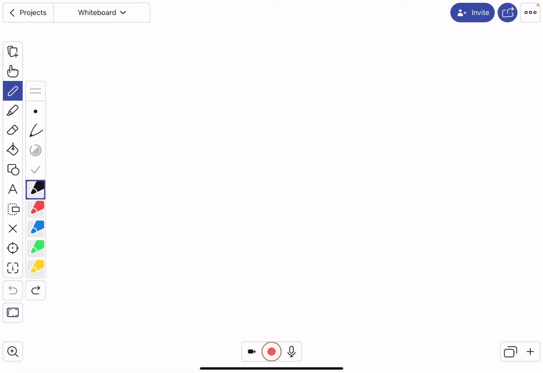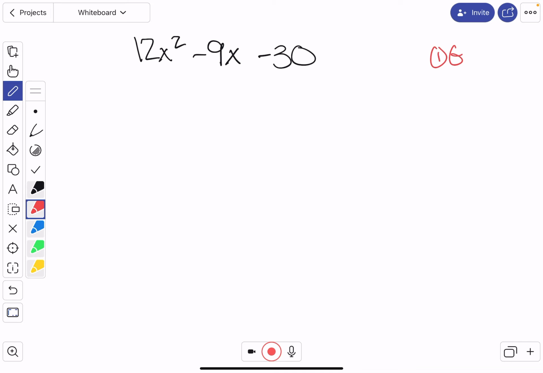Okay, let's say we're doing 12x squared minus 9x minus 30. We want to factor this. The first thing that always makes your life helpful is to take out your greatest common factor if there is one. All three of these terms are divisible by 3, so we're going to start with that.